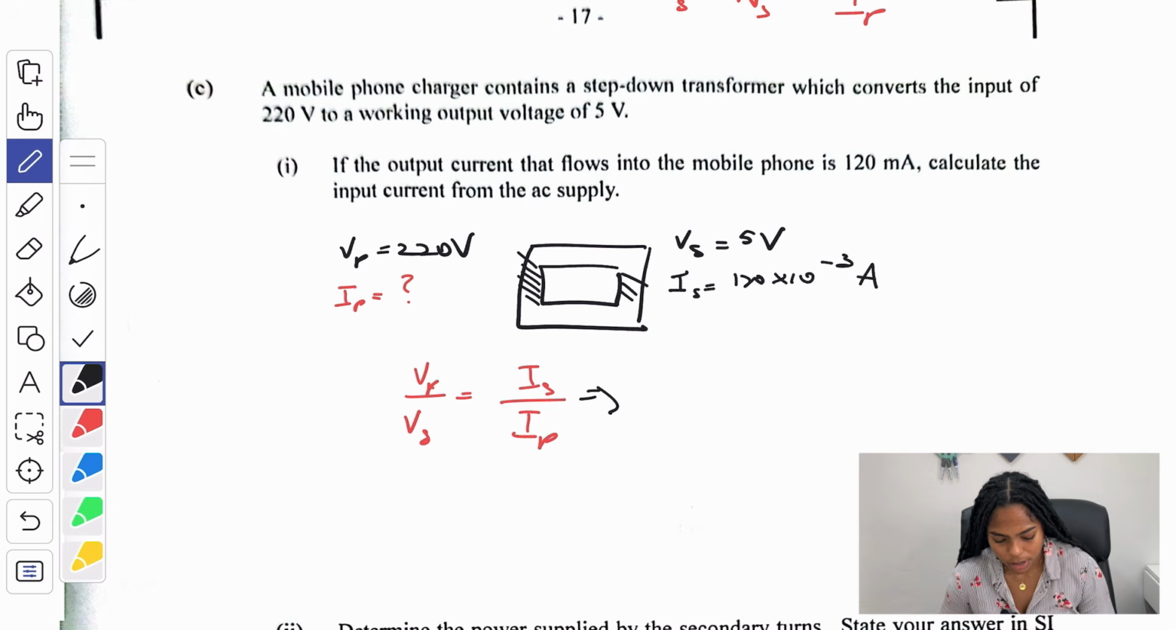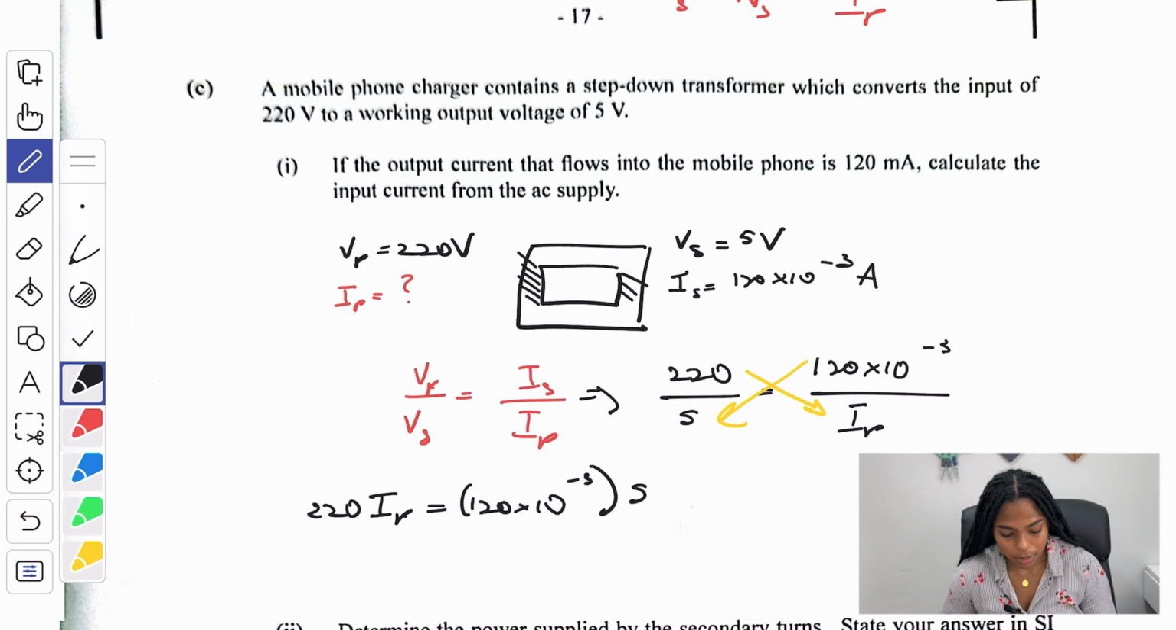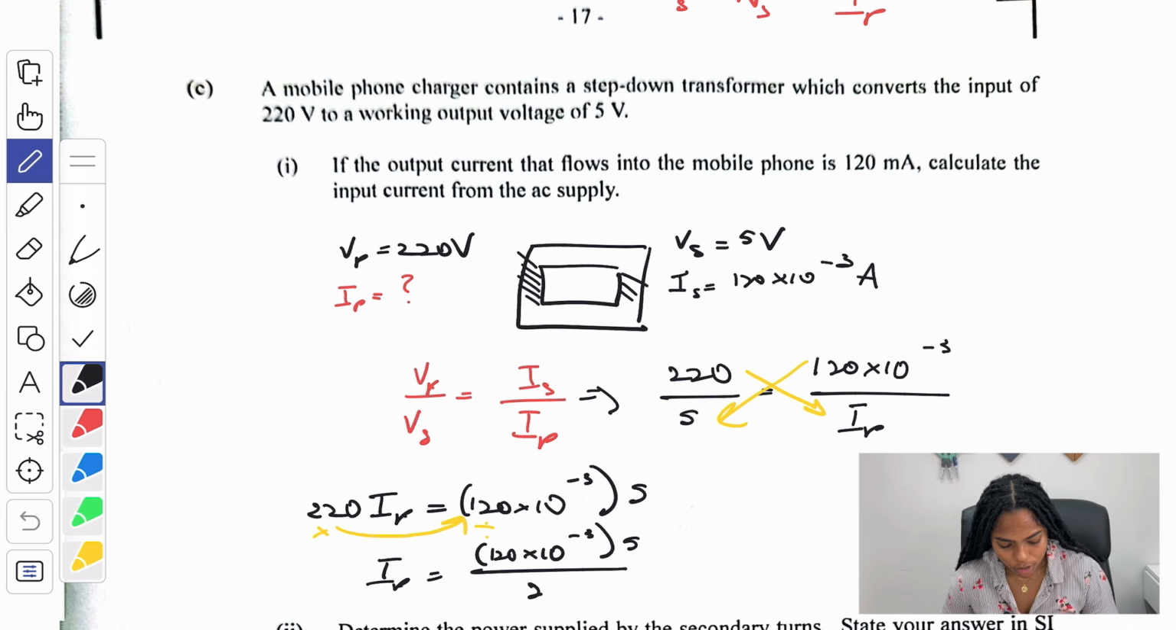And when I plug values in, it means 220 over 5 is equal to 120 times 10 to the negative 3 over IP. And I'm going to cross multiply, so I'll have 220 times IP is equal to this by this. So then I want to get IP by itself, so I'll take my 220 and send it over. It's involving multiplication, so we'll switch to division. So I'll have IP is equal to 120 times 10 to the negative 3 times 5 over 220.